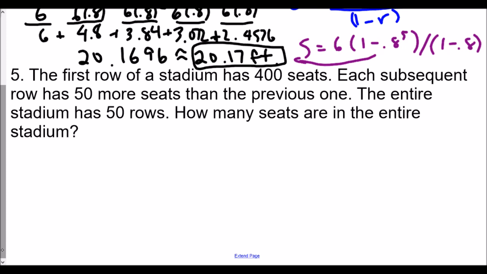So the first row of the stadium has 400 seats. Each subsequent row has 50 more seats than the previous one. The entire stadium has 50 rows. How many seats are in the entire stadium? Okay. So one technique, of course, is to write out each one.